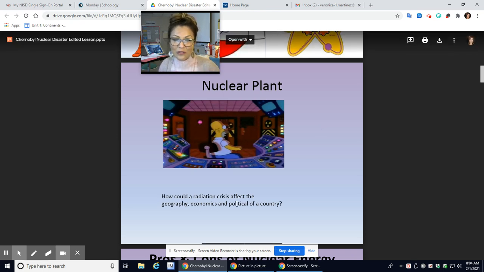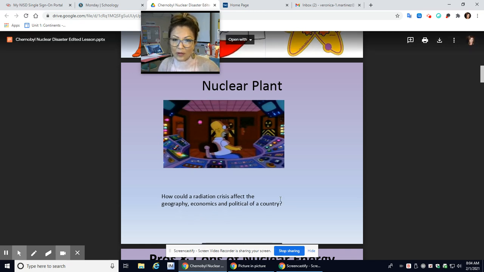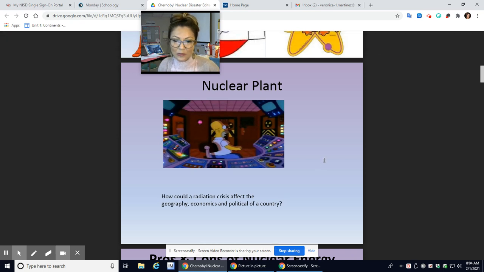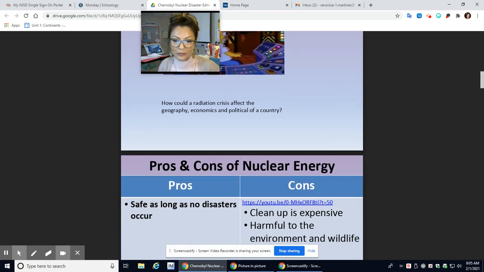How could a radiation crisis affect the geography, economics, and politics of a country? Well, actually, it would affect all that. Maybe even the social aspects, right? Geography, because it's messing with the land. Economics, the cost that it's going to take to get the town or the country or the city, wherever this happens, back to the state it was in prior to the crisis. And the political, how is the government handling it?